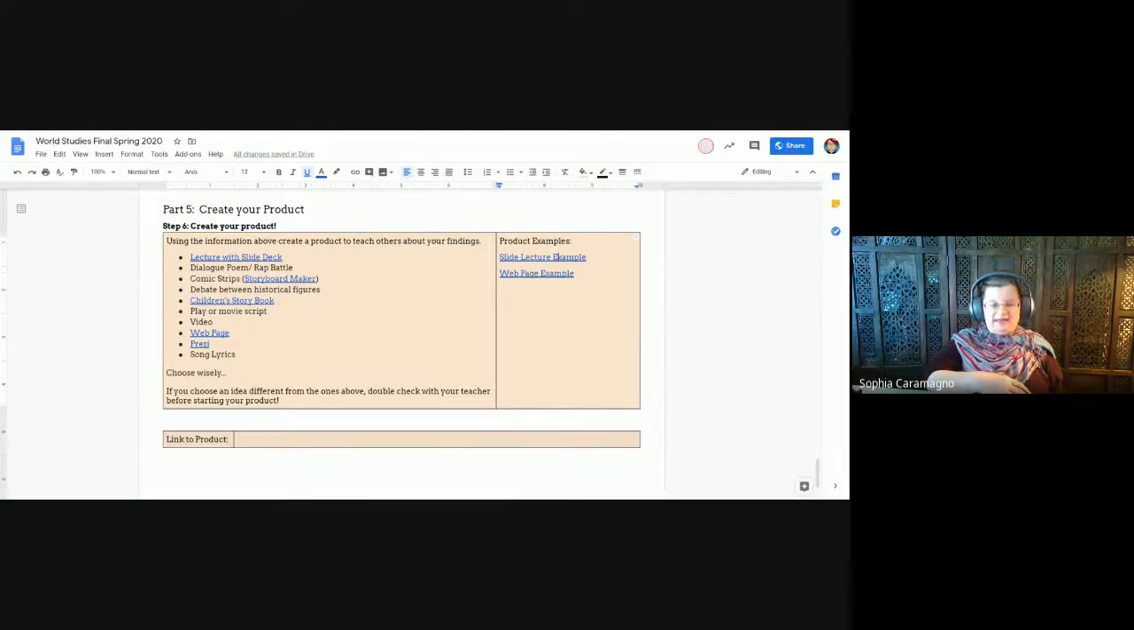And if you don't like anything you see here, but you have a better idea, contact your teacher and just ask them if your idea is okay before you start. Now, remember, your link has to be editable. Your teacher has to be able to open it. If they click on this link and it says they don't have permission to look at the file, they're not going to be able to grade your final. And that will be a problem.